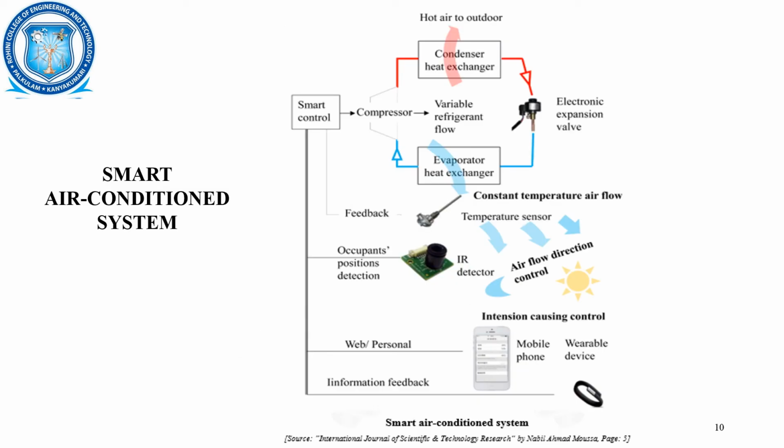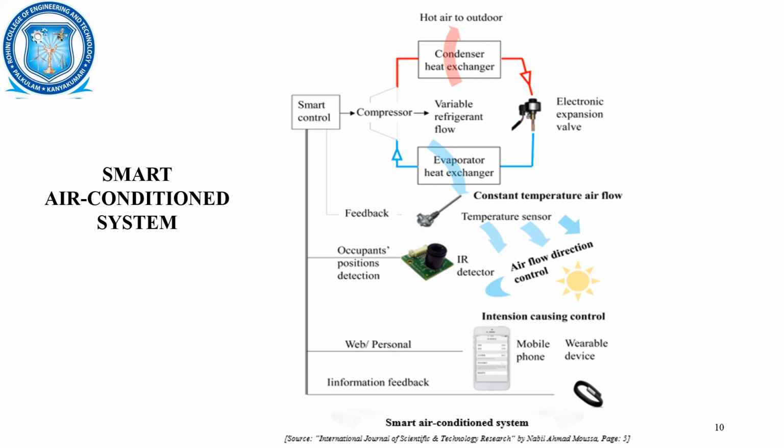including this electronic valve, you can have an IR detector which can detect the presence of the number of occupants and their positions, so that the air can be conditioned only in that direction rather than cooling the entire room.